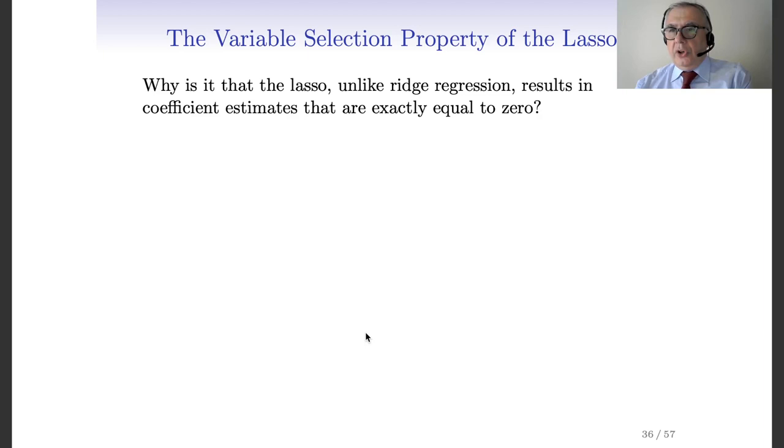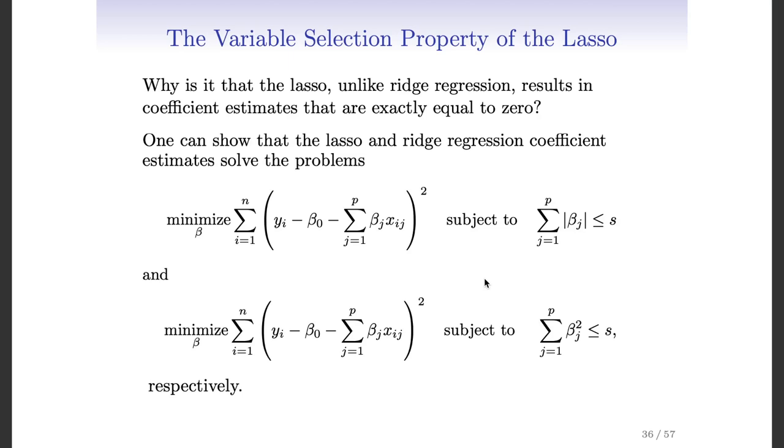And it's natural to ask why the Lasso enjoys this variable selection property that is not enjoyed by ridge regression. To see this, we have to reformulate the problem in a slightly different way. This reformulation holds for both ridge regression and the Lasso. We can show that the original problems for ridge regression and for the Lasso are equivalent to these new problems.